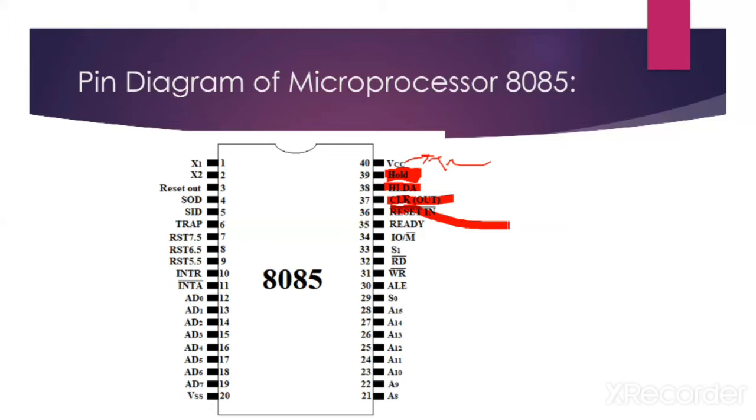And the buses in microprocessor 8085 are tri-stated. And microprocessor unit is held in reset condition as long as reset is applied. It also resets interrupt enable and HLDA flip-flop. Next is the ready pin.